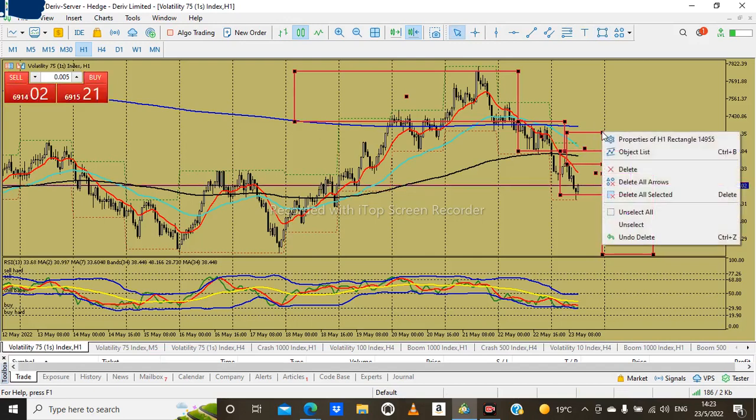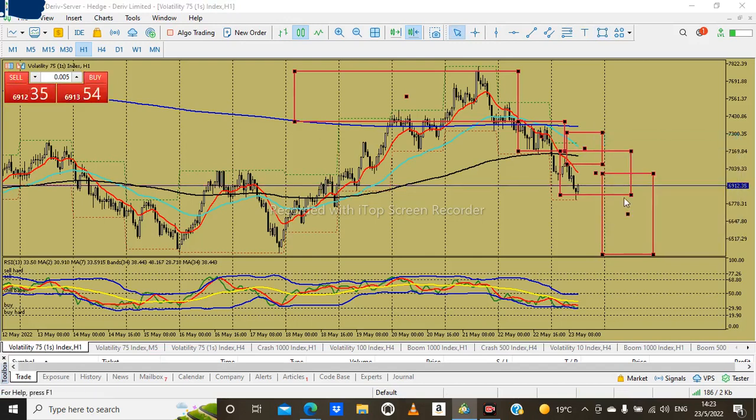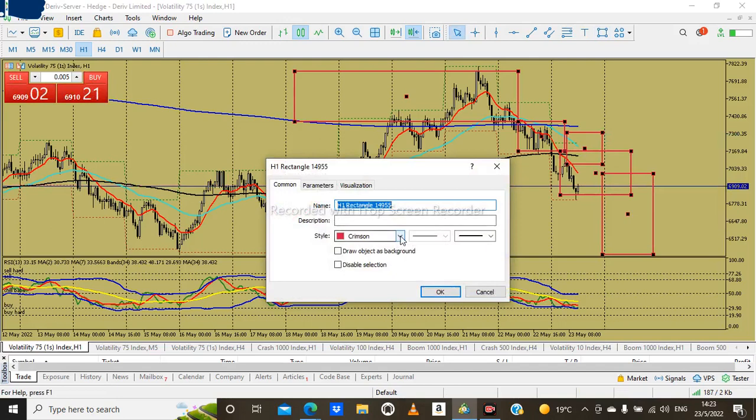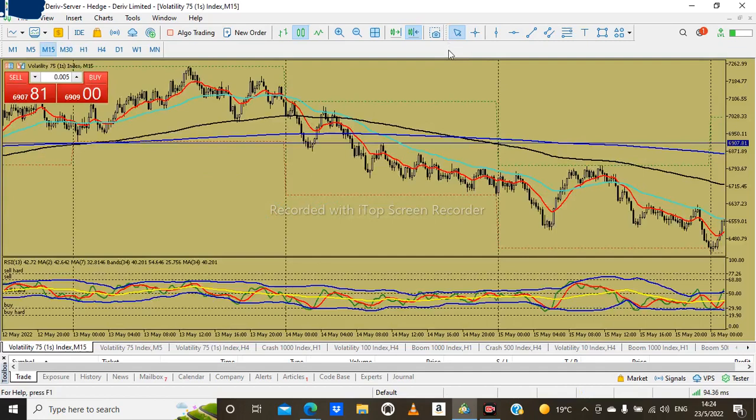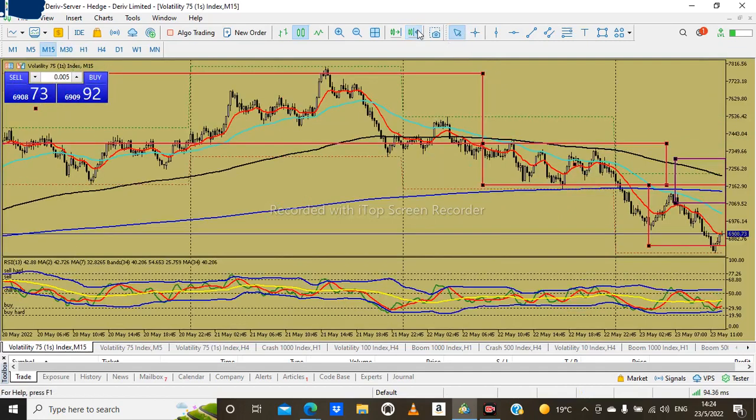Let me just change that. I'm anticipating a cross right there, and further pushes down. So let's just see how this goes. My anticipation for V75 ones is a sell. V75 ones is a sell. Let's just look on M15.